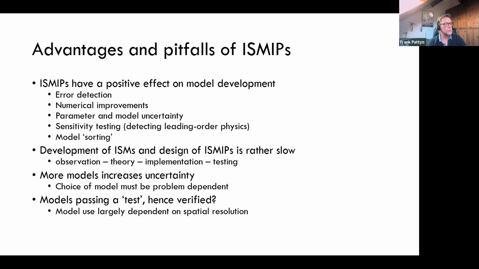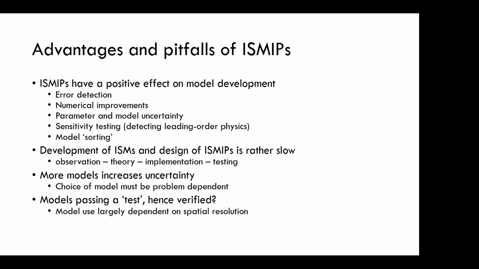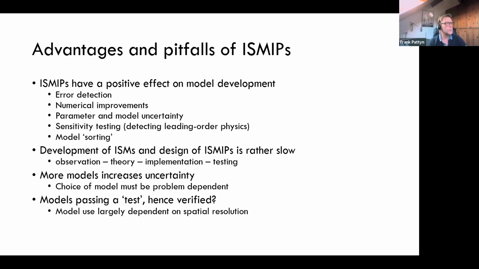But the development of ice sheet models and also the design of such intercomparisons is rather slow, because you start from observations, you start understanding those observations, you go to theory, and then you have to implement that in ice sheet models, and then it requires also testing. So what also increases uncertainty is that you have more and more ice sheet models, and also models that are easily available, that are public domain, that have good manuals and that are relatively easy to use, but there are quite some inherent difficulties in modeling in itself.